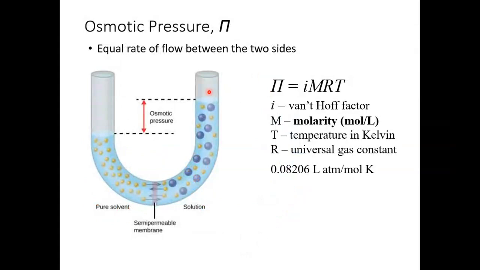Osmotic pressure is when that movement happens. When that movement happens between the sides, there is a pressure difference from one side to the other. That's based on how much solvent moves. There's a pressure difference. That's what's known as osmotic pressure.